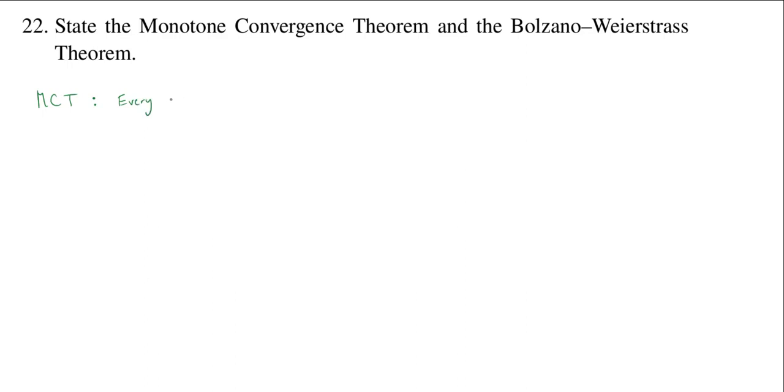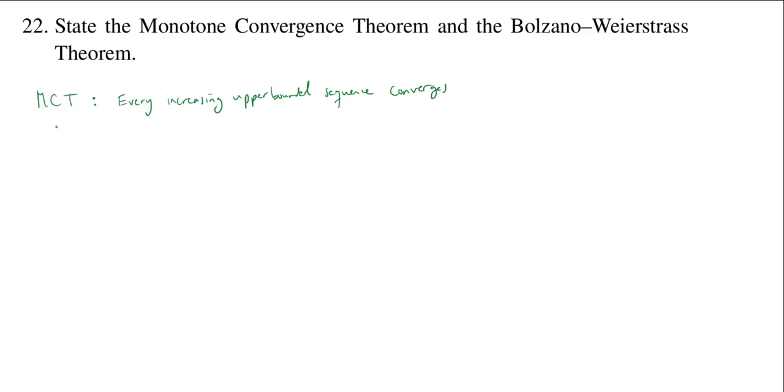How about we'll do the increasing version, right? So every increasing upper bounded sequence converges. Hey, that's pretty good, right? If it was decreasing, then we would want to look at lower bounded, right?